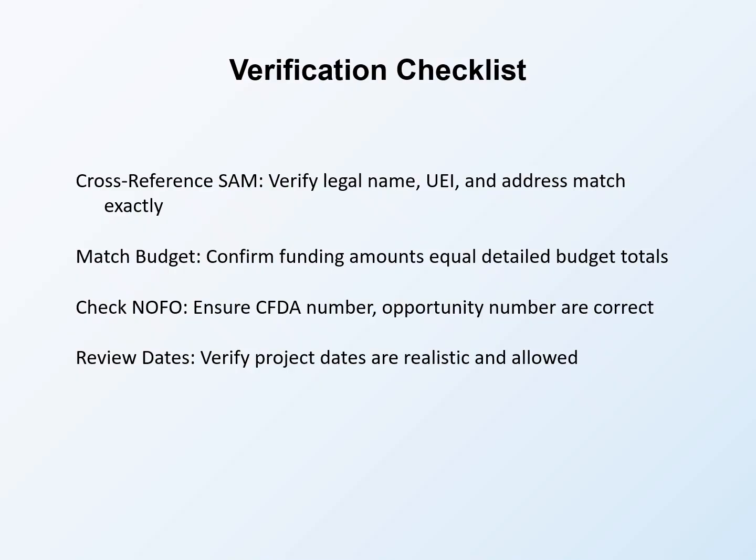Match budget totals on the SF-424 to your detailed budget. The federal funding requested, applicant funding, other funding, and total should each match the corresponding figures in your budget forms and narrative. Recalculate totals to catch arithmetic errors.